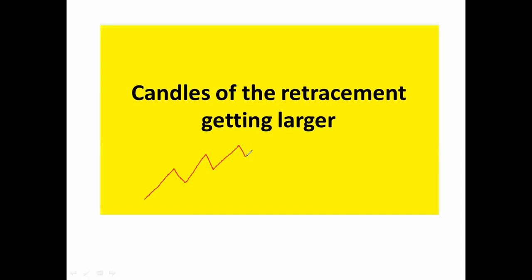Firstly, we started seeing that the move is getting smaller, and as the move of the current trend gets smaller, the candles of the retracement start getting larger. This is a retracement, another move, another retracement, another small move, another retracement. When you notice this, it means the trend of the current move is about to come to an end.